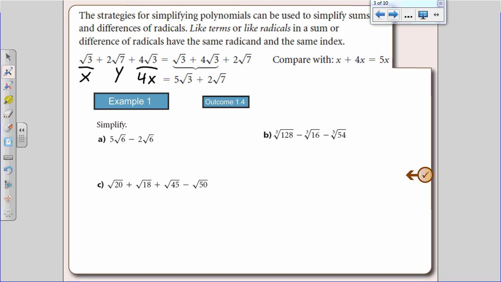We have 5 root 6s minus 2 root 6s. So how many do we have? 3 root 6s. 3 root 6. That's all you're left with. The next one's a lot harder, because if you look at that thing, you should, I hope, look at it and go, we can't combine any of those. Those are all different terms.